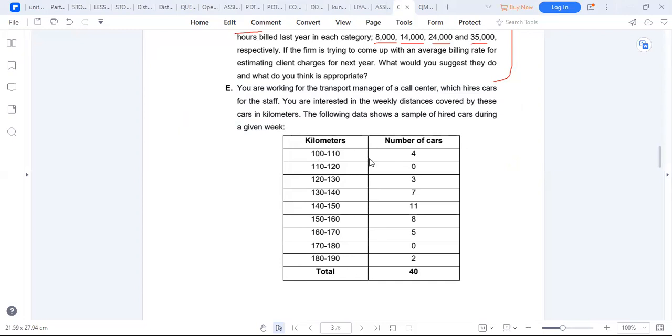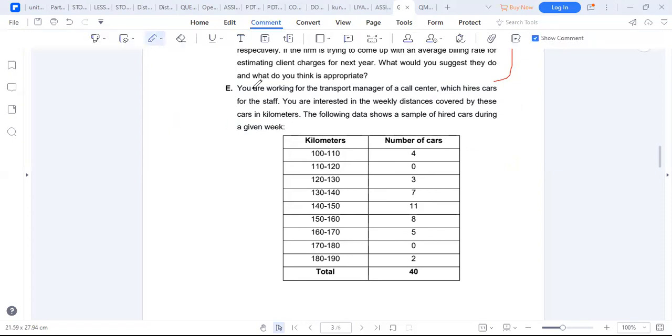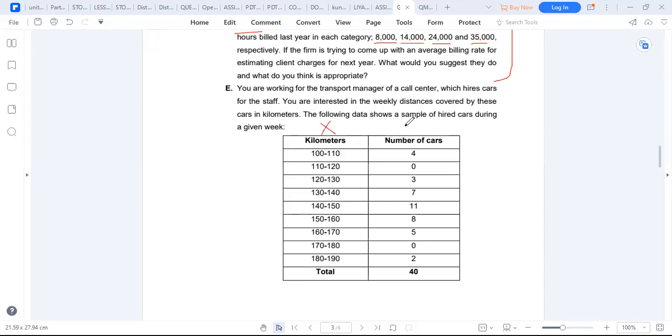Between 100 and 110, we have 4. Between 110 and 120, we have 0. And 120, so these are the frequencies. We can call this our value of X, and we can call this our frequency. So we can come up with a cumulative frequency by adding on. So 4, we bring it here. 4 plus 0 is still 4. 4 plus 3 is 7.